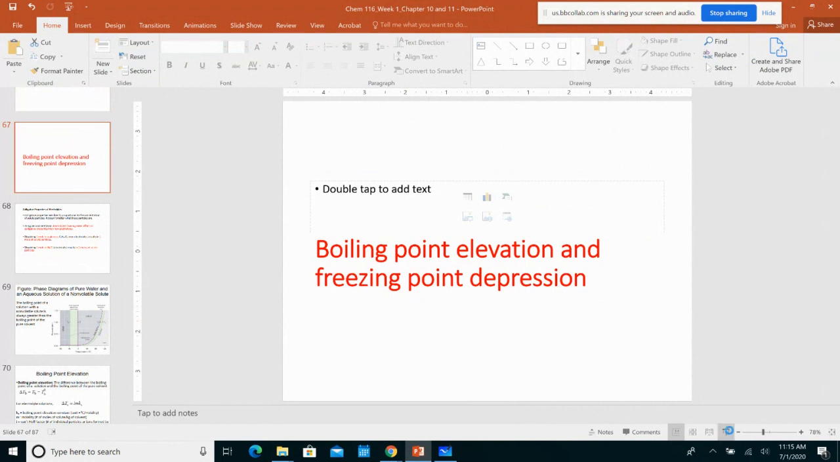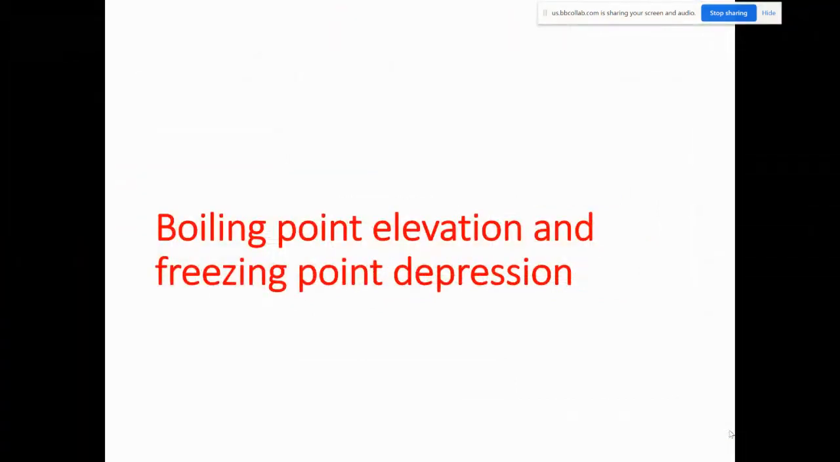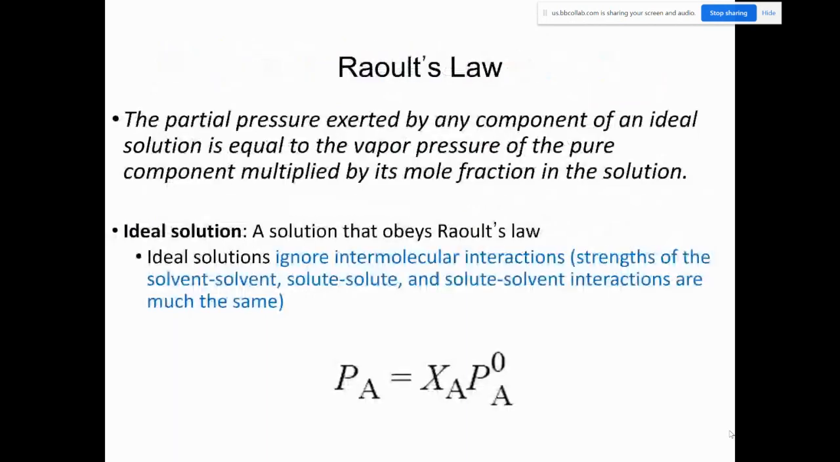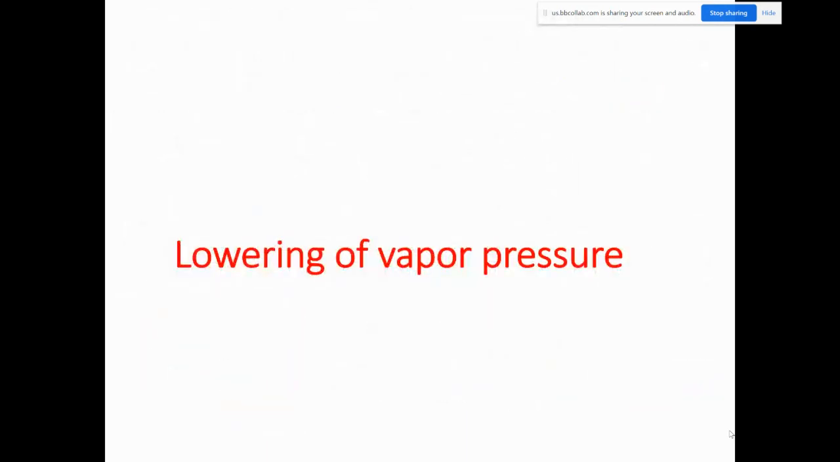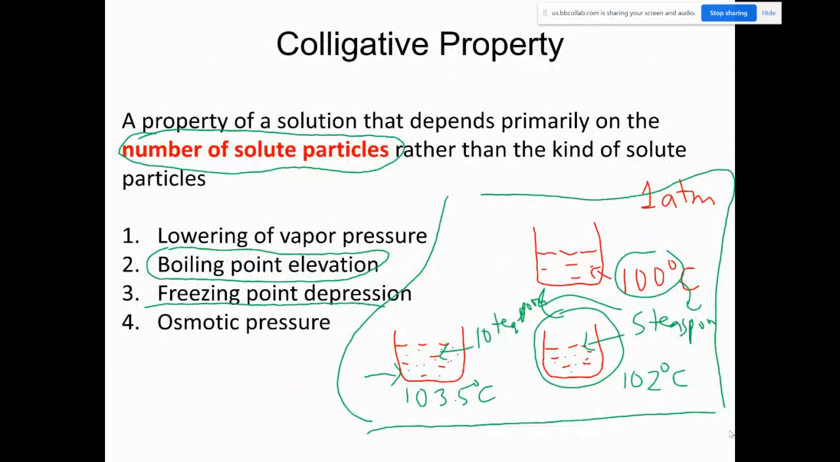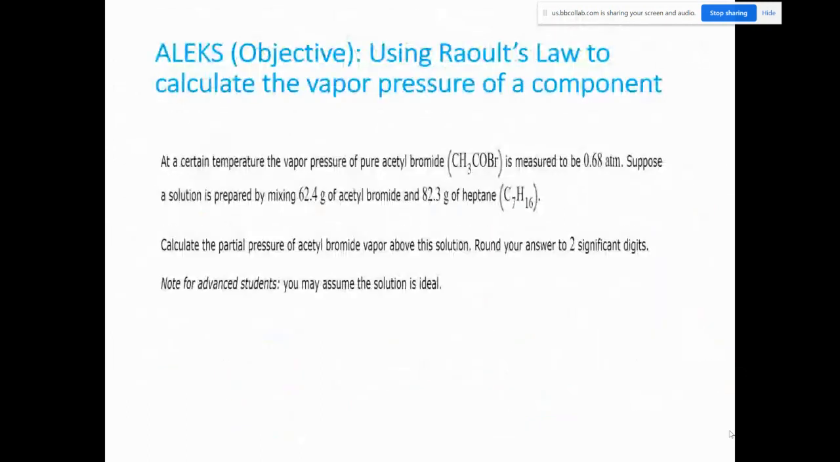The problems that we worked on, Raoult's law, was the first colligative property we looked at, right? We looked at how the vapor pressure decreases in a solution. So this was the first one, lowering of vapor pressure. Now the next ones we're going to look at are boiling point elevation and freezing point depression. That's the second and the third colligative property.